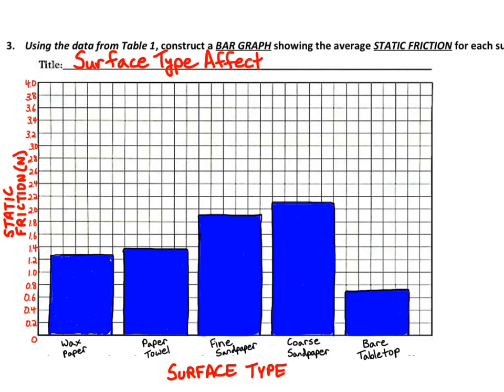So we have the surface. The title that I'm choosing here is really my x versus my y, my independent versus dependent variable. So I have surface type effects on static friction. So how surface type affects static friction, and that's our first bar graph. And yours probably will look somewhat similar, but should also be different and unique to your data.